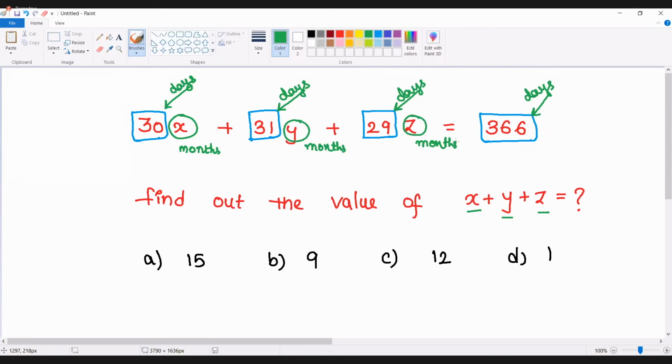They are asking what is the number of months in a year. The number of months in a year is going to be 12. You can mark your answer choice as option C. That is going to be 12.